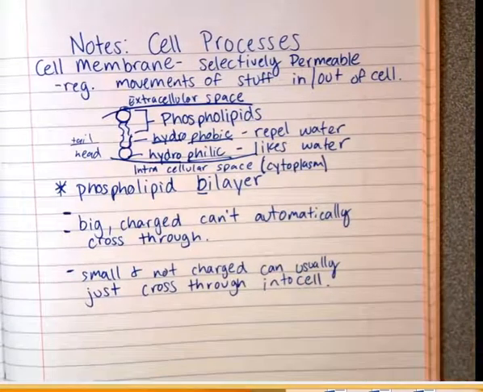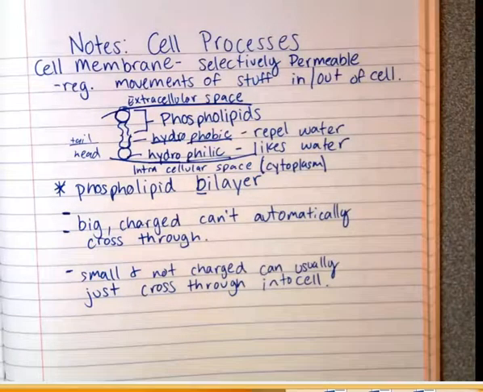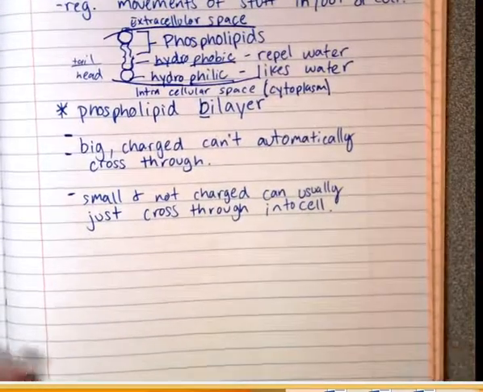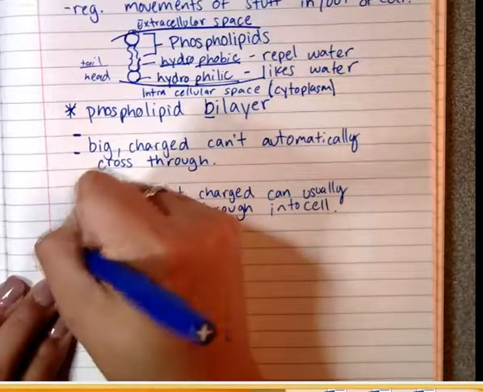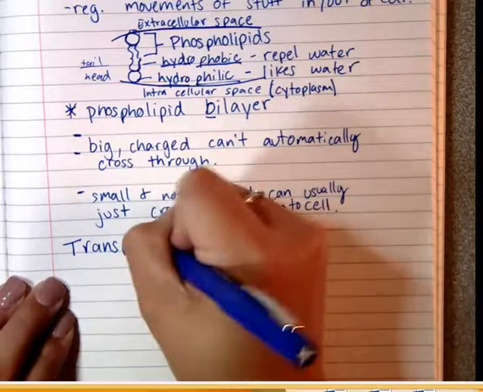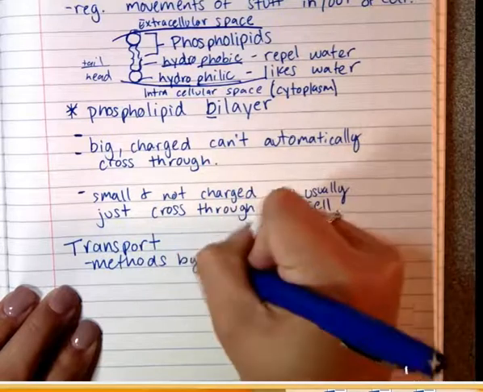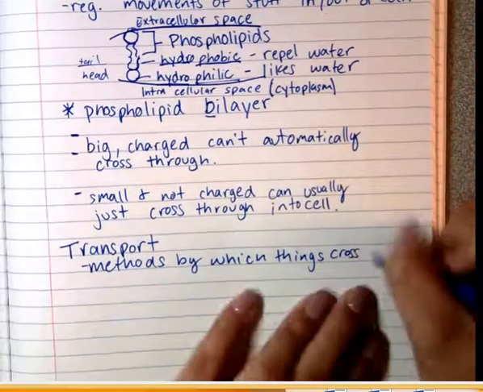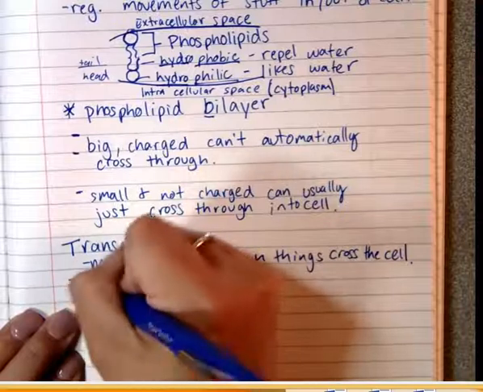There's a couple different forms of transport, and they can pretty much be categorized into two main categories. Transport means moving things in and out of the cell. These are the methods by which things cross the cell. Like I said, there are two categories.